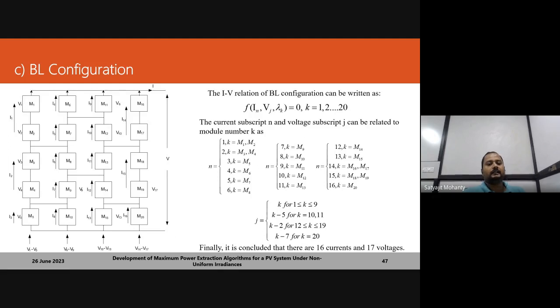Then this is BL. BL is known as bridge linked. This is one type of configuration, the bridge linked. You can remember those patterns. If you find such patterns in any solar panel systems, those are known as bridge linked.